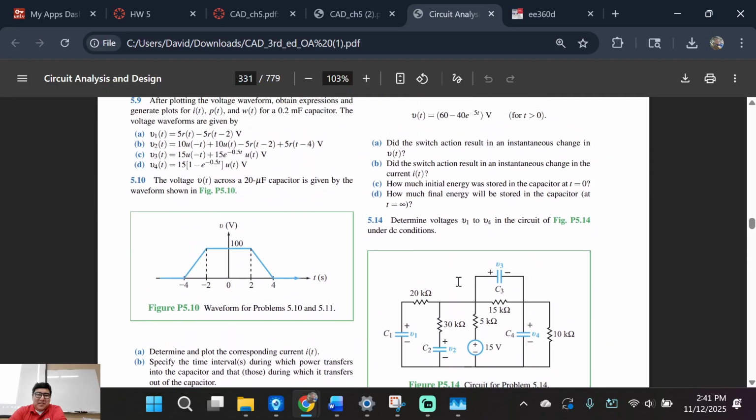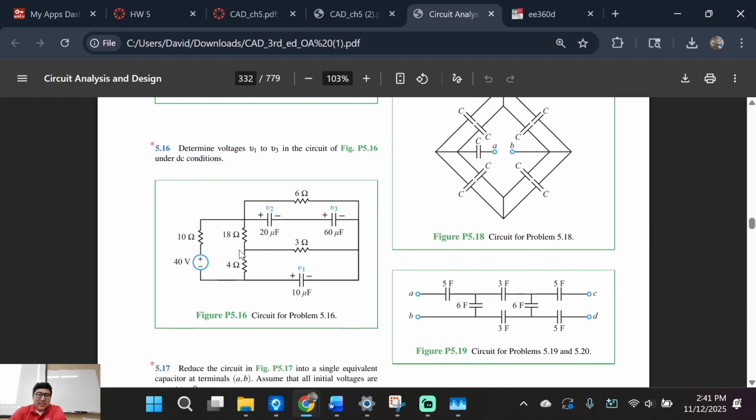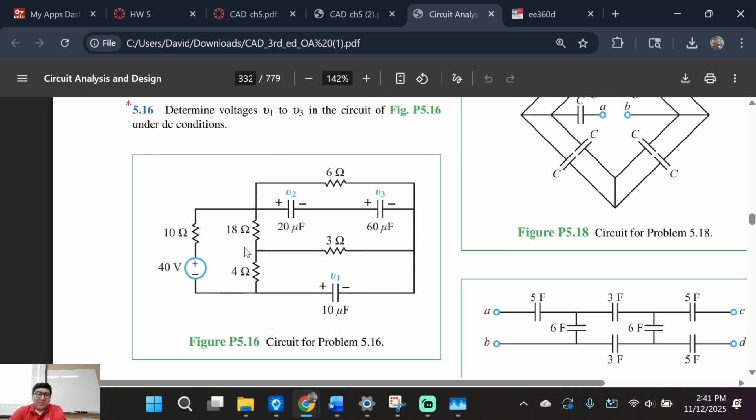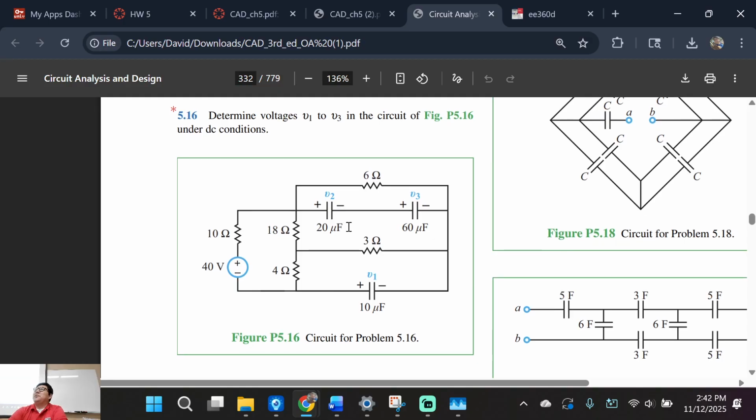Let's see. 16. This is 14. 15. 16. Determine the voltages V1 to V3 in the circuit. This one right here. Does everyone know how to do that? No? Yes? We're confident? You guys know how to simulate that? Let me just show you.